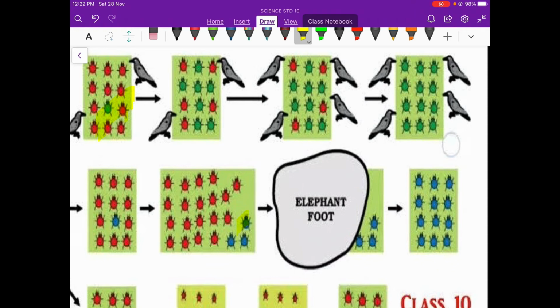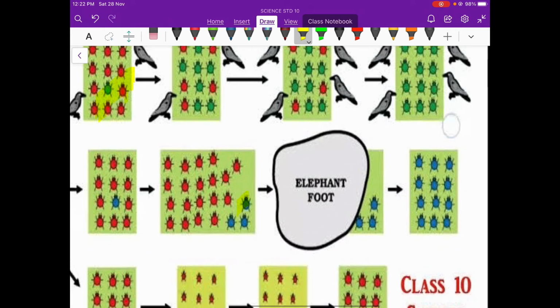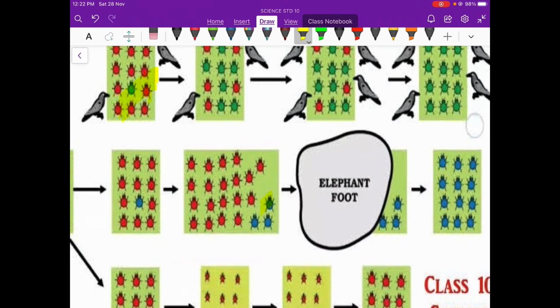What is the survival advantage? The beetles which are green in color have an advantage over red beetles because they are camouflaged, they are not seen, and hence they are safe from the crows. This is what is called survival advantage.